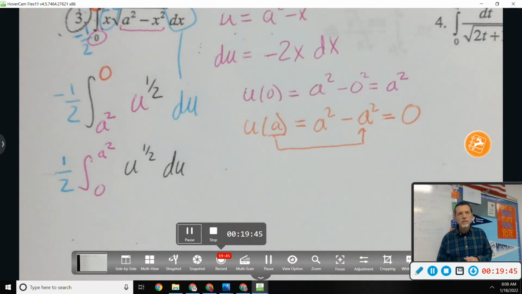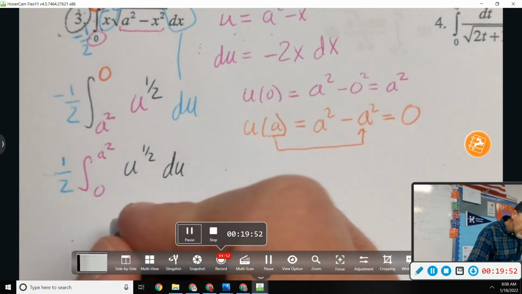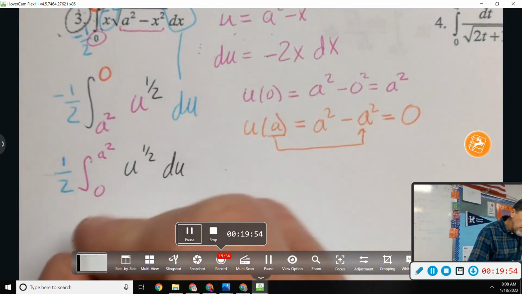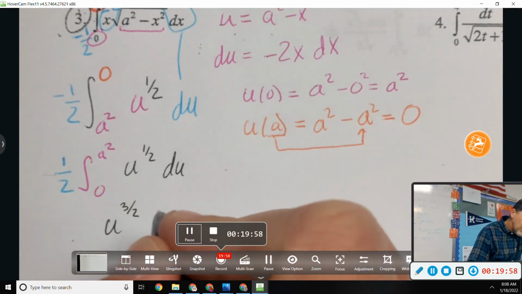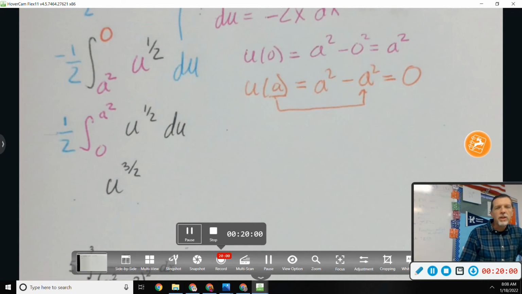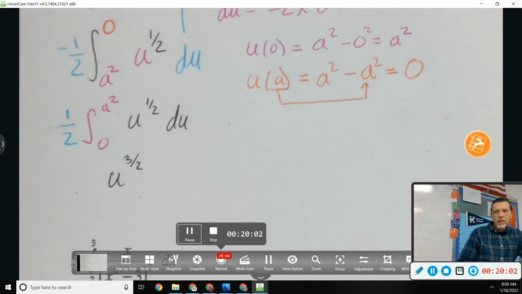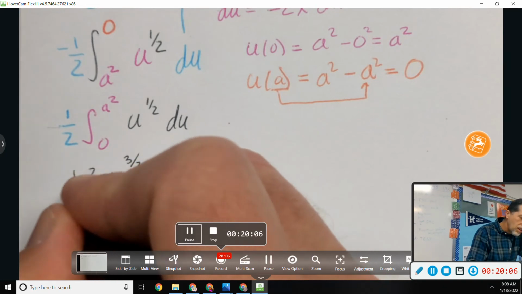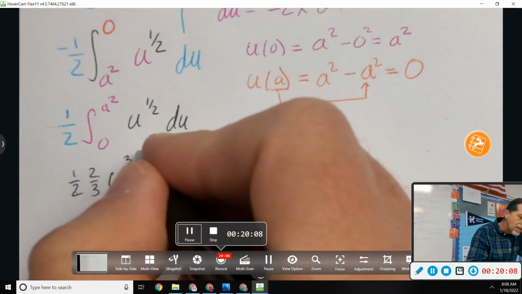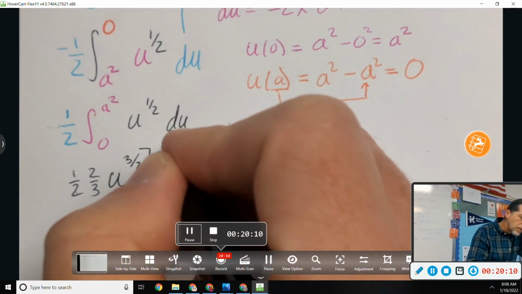Again, you don't have to do that though. You can leave them out of order and leave the negative there. All right, antiderivative of u to the 1/2 would be u to the 3/2. And what will the coefficient be to make that work? 2/3. And there's still a 1/2 out front. From 0 to a squared.